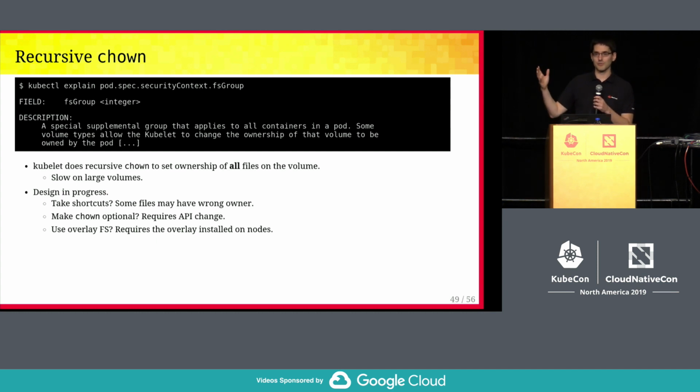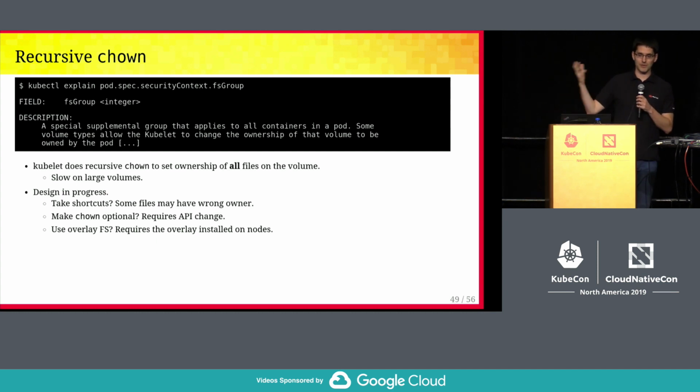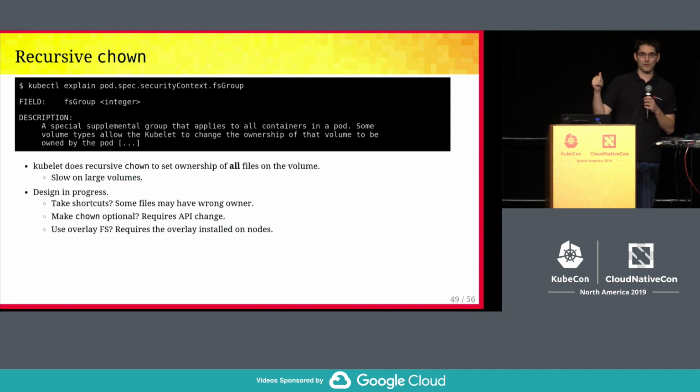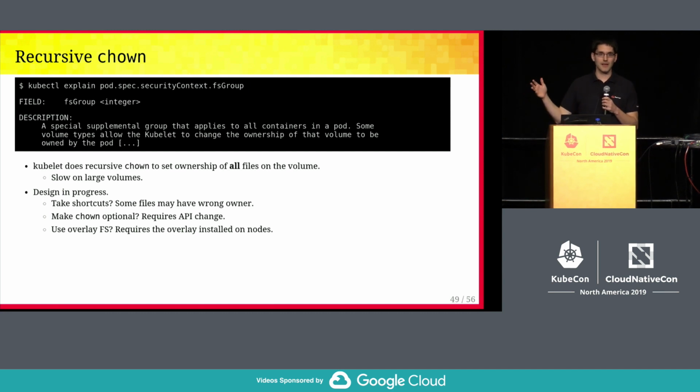And so in order to make the data on the volume available to the pod, we have a feature called FSGroup, where we recursively change ownership of every single file on the volume to a certain group. That works well until the volume is huge and has tens of millions of files, and it can take minutes, hours, days to recursively change the ownership. And the problem is that we change the ownership with every single pod restart.